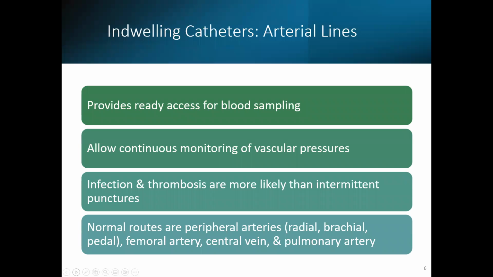Indwelling catheters for arterial lines. They provide ready access to blood sampling. Allow for continuous monitoring of vascular pressures. Infection and thrombosis are more likely than with intermittent punctures. And normal routes are peripheral lines: radial, brachial, pedal as well in the foot. Femoral, they can do those. They discourage those because the femoral or the groin area tends to be dirtier, so they really don't like to do arterial lines there.